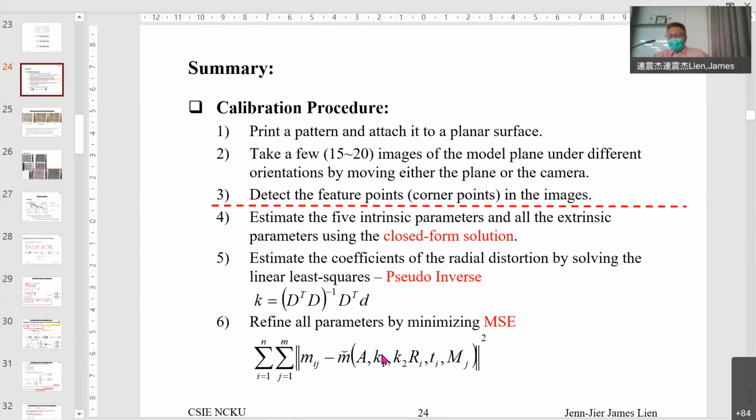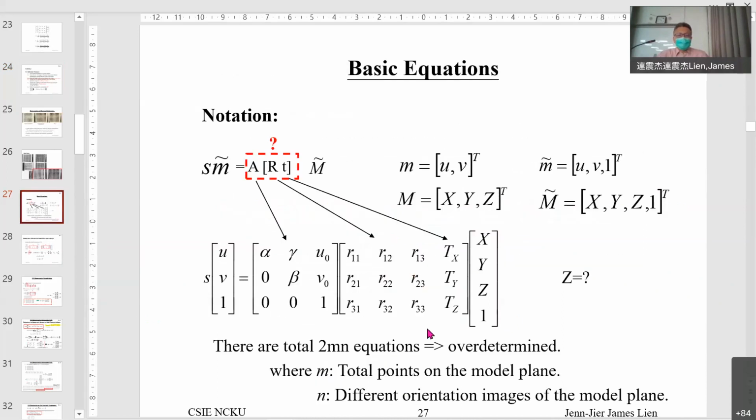Okay, estimation. So they have parameters: A is the intrinsic parameters, K1, K2 are the distortion parameters, R, T is the rotation and translation, and M is the 3D position of the chessboard. So given M and given small m, we try to solve A, K, R, T. So that's time. This equation is here, so it becomes this one.